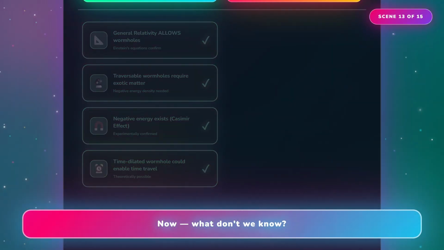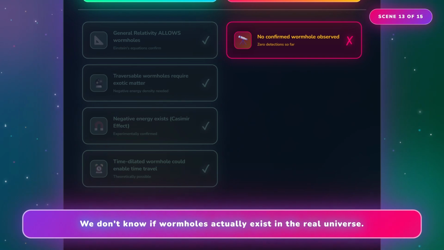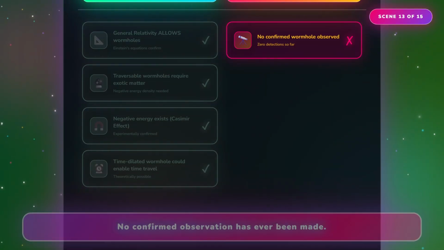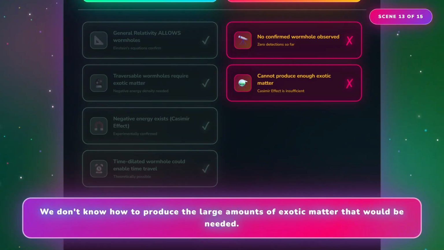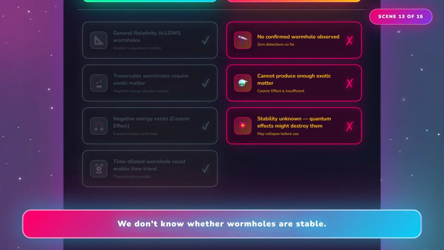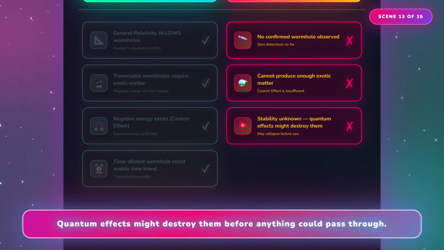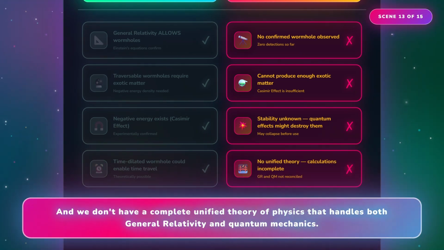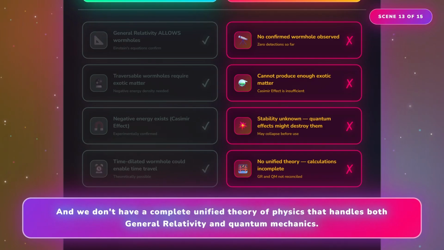Now, what don't we know? We don't know if wormholes actually exist in the real universe. No confirmed observation has ever been made. We don't know how to produce the large amounts of exotic matter that would be needed. The Casimir effect produces nowhere near enough. We don't know whether wormholes are stable. Quantum effects might destroy them before anything could pass through. And we don't have a complete unified theory of physics that handles both general relativity and quantum mechanics.